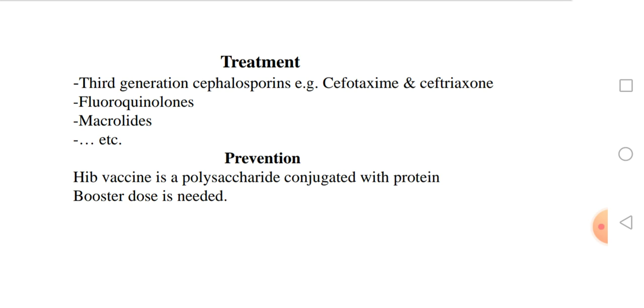Prevention is by vaccination. The vaccine is a polysaccharide vaccine conjugated with protein to make it potent. A booster dose is needed to augment, to support the vaccine.